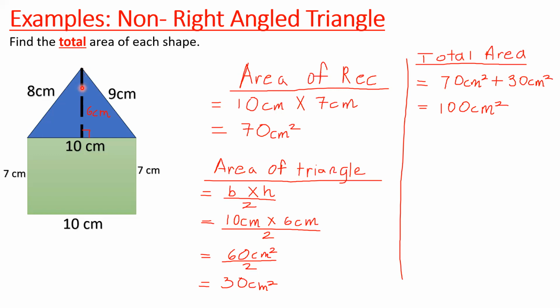6 centimeters. Very good. So the height is 6 centimeters. So 10 times 6 is going to be what? 60 centimeters divided by 2. Very good. What is 60 centimeters divided by 2? That's 30 centimeters squared. Very good.